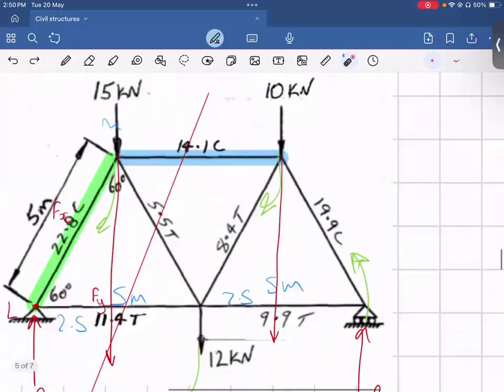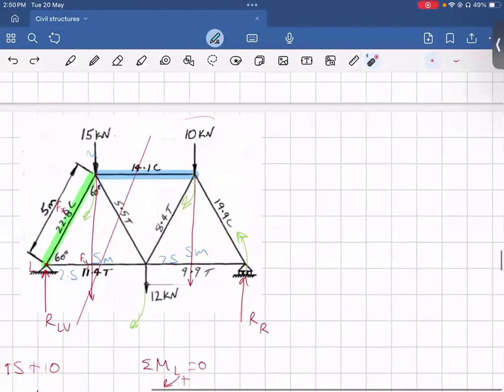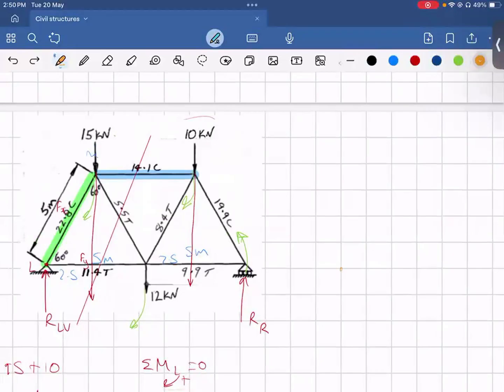So after you've made your cut like so, it's up to you to determine if you want to take the forces on the left-hand side of that cut or the right-hand side. So let's take the left. If we look at this member on the left, let's draw a free body diagram for it. We have our support over here. We have our LV acting up. We have our member like so. We have 15 kilonewtons acting this way.